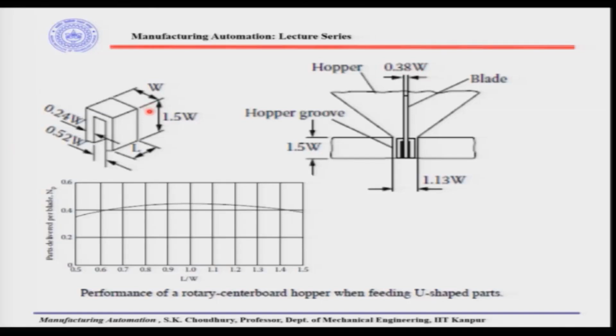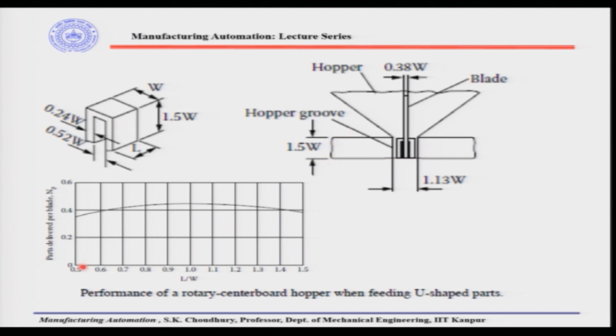For example, the blade width could be 0.38 of the width of the part. Okay. And this is the hopper, with the blade. This space within which the blade will be coming along with the part will be 1.13 W, because on the blade the part will be there and the part will have this dimension W. So, it will be 1.13 W, so that the space on both sides could be 1.13 divided by 2, and the width here is 1.5 W and so on.